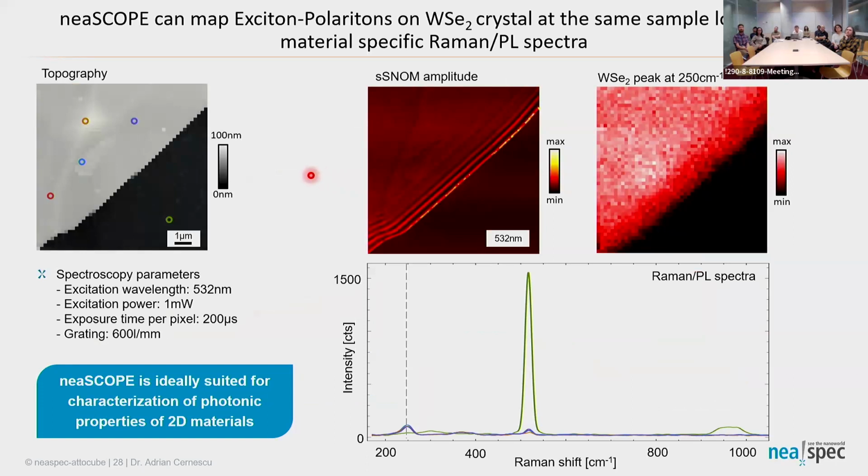Now, to come to something which is more recent, let's say, that was developed quite recently in our labs in Munich. This is also a 2D material flake. It's molybdenum, actually it's tungsten selenide.